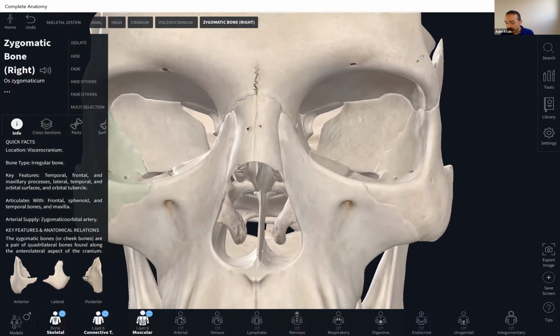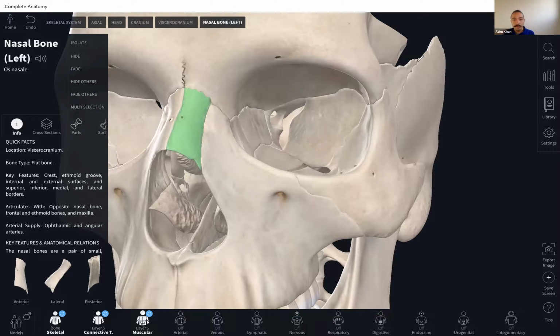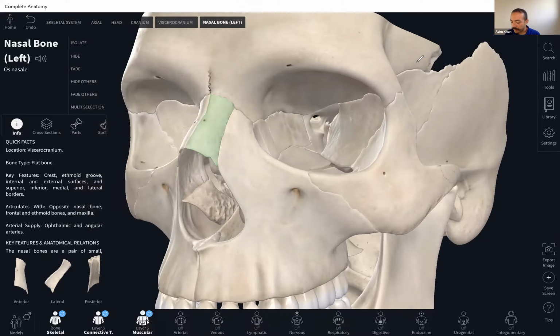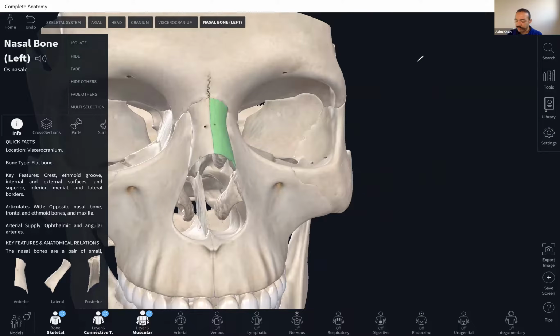We have two nasal bones. If you've ever broken a nose, it's these bones here. These are the bones that form the bridge of your nose, like where you put your, I forget the word for this, where you put your eyeglasses or sunglasses on. That's the nasal bone, one on either side, also pretty small.